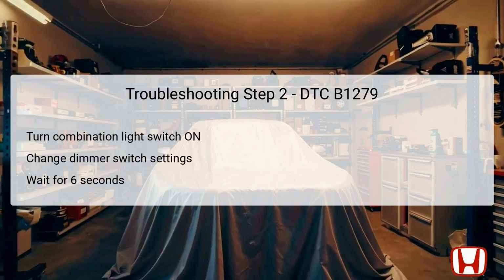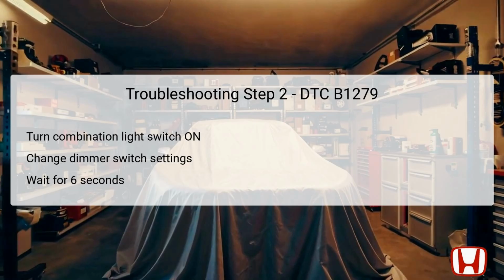In the second troubleshooting step, it is important to turn the combination light switch on. This action activates the vehicle's lighting system and allows it to respond to commands from the dimmer switch. Next, change the dimmer switch from low beam to high beam, which assists in establishing whether the dimmer switch is functioning as intended. After making this adjustment, turn the combination light switch off and set it to the passing position.